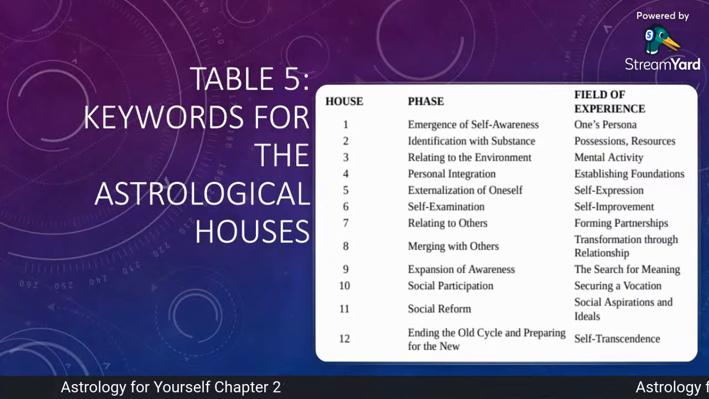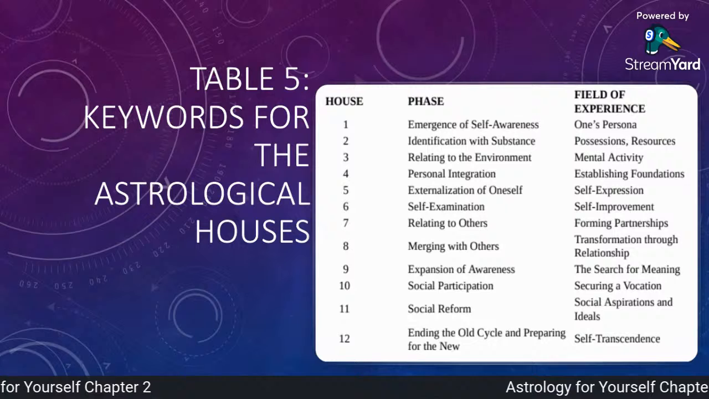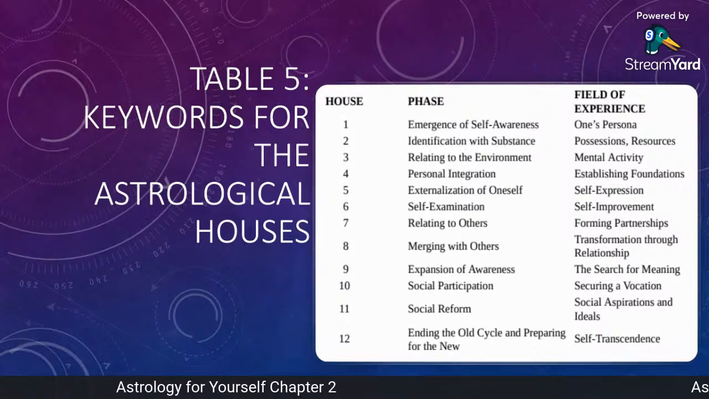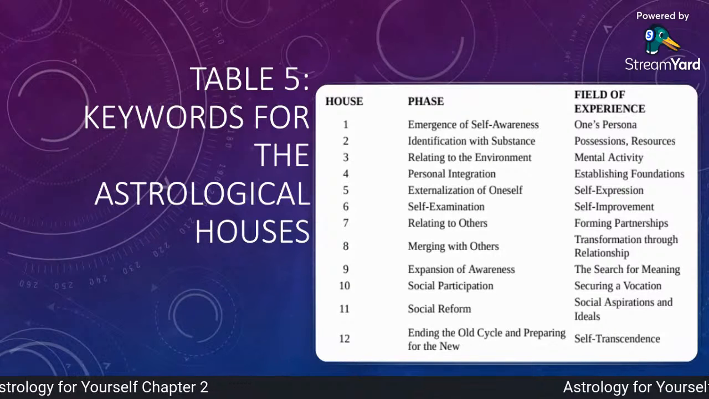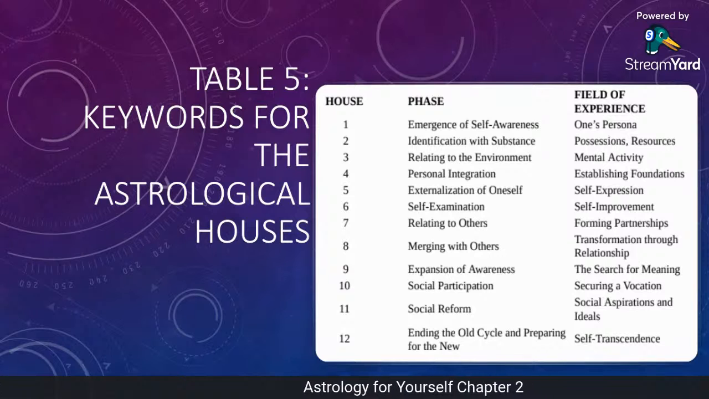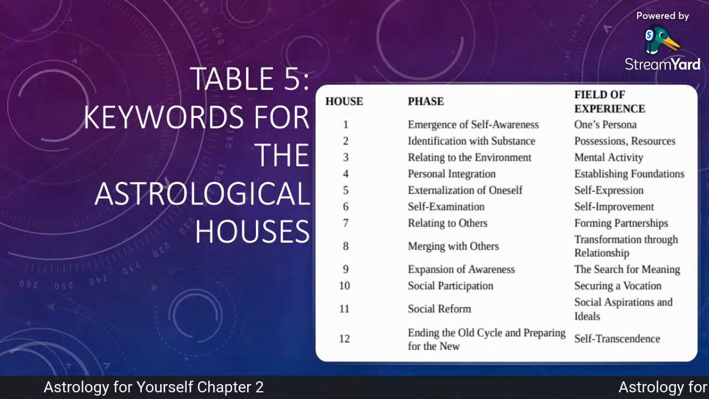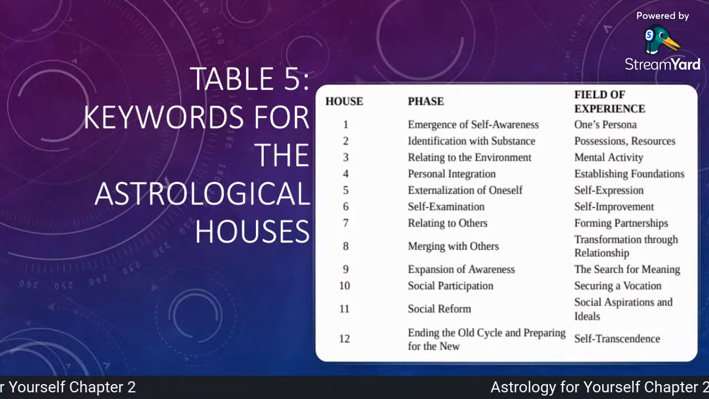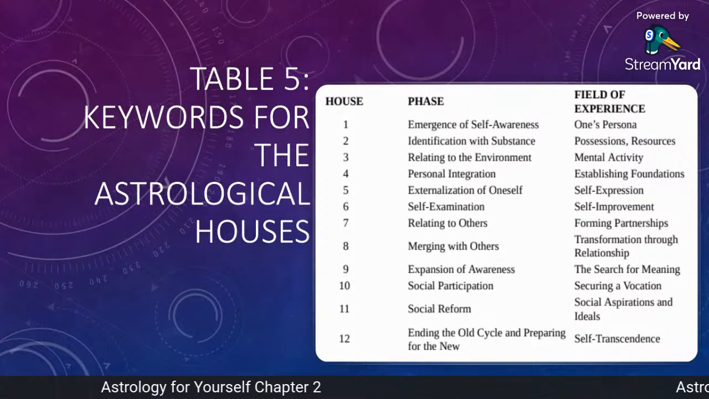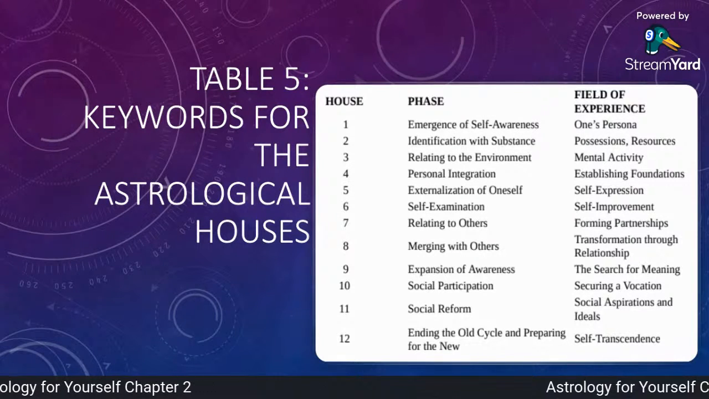House 1 is one's persona. 2 is possessions and resources. 3 is mental activity. 4 is establishing foundations. 5 is self-expression. 6 is self-improvement. 7 is forming partnerships. 8 is transformation through relationships. 9, the search for meaning. 10, securing a vocation. 11, social aspirations and ideals. And 12 is self-transcendence.